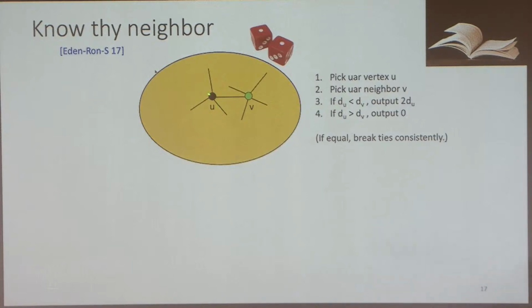If du, which is the vertex you pick, du is less than dv, output 2 times du. If du is greater than dv, output 0. Break ties consistently. Like if the degrees were the same, then use the ID to break ties. But you have to do it consistently. Does the estimator make sense? So pick a vertex, you pick a neighbor, query degrees, and you either output 2 times du or you output 0. Okay?